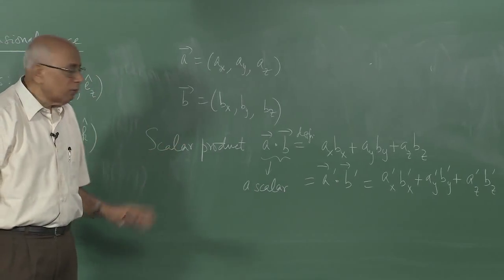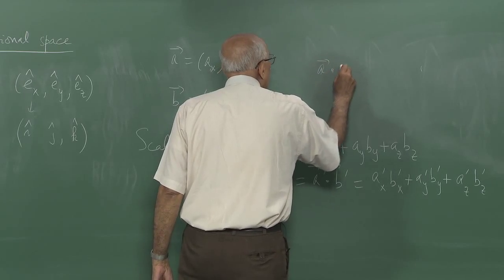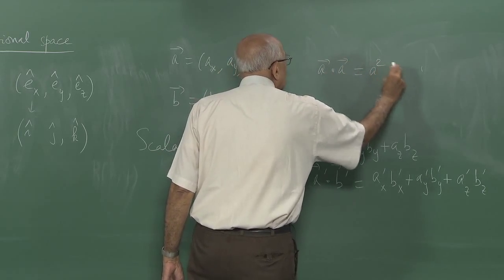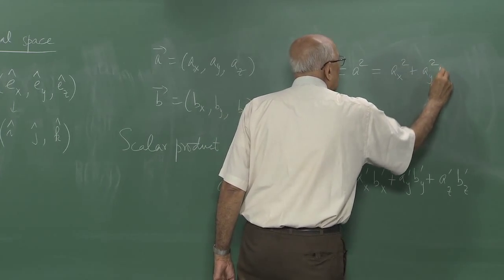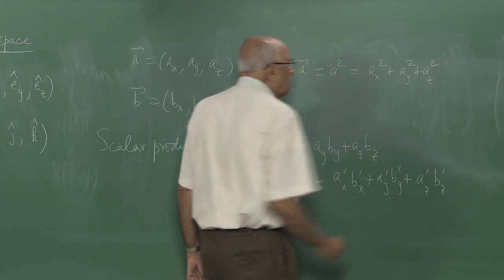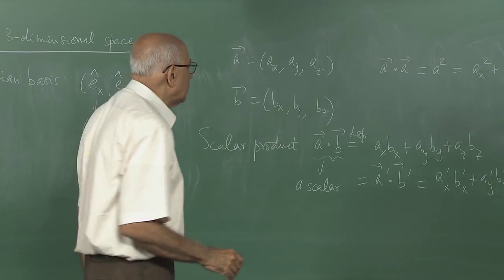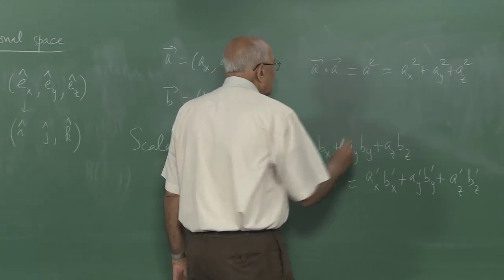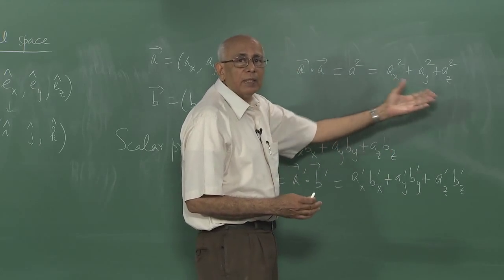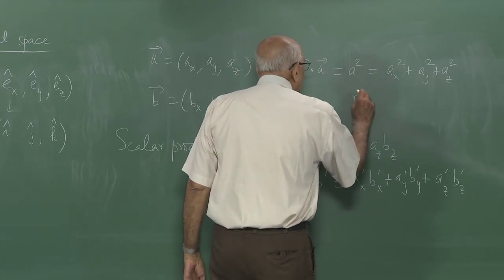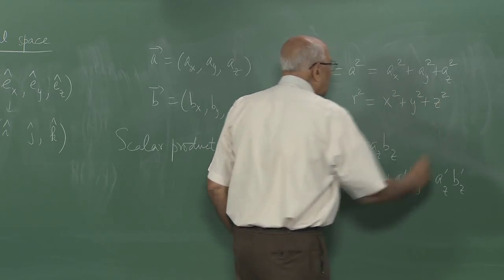In particular, if B is set equal to A, then this number A dot A for any vector is also written as A squared, and that is of course by definition Ax squared plus Ay squared plus Az squared, and that is a scalar. This quantity here, the square of the magnitude of a vector, is a scalar. Okay. A special case of that is when you have Ax the same as x, Ay the same as y, and so on, and then of course R squared is x squared plus y squared plus z squared, and that is a scalar.